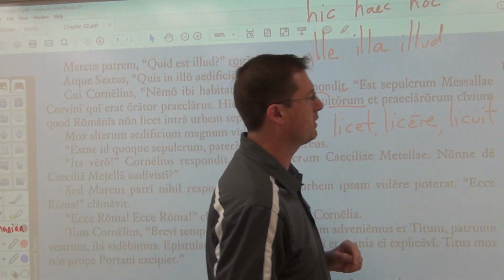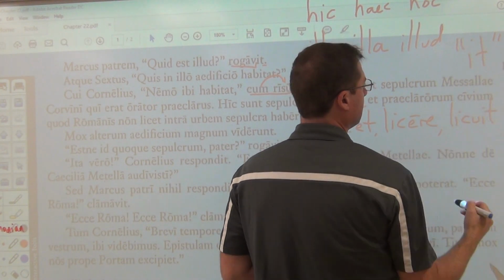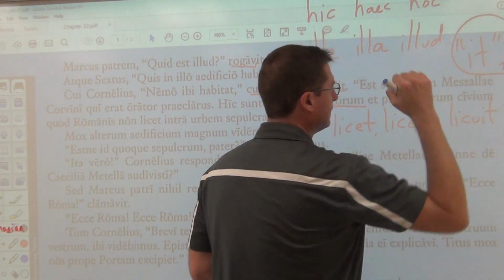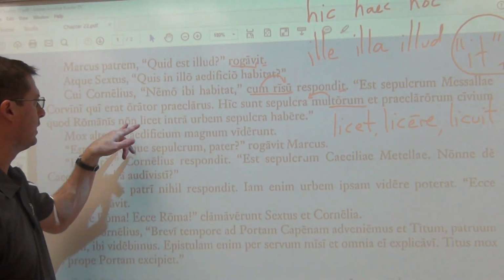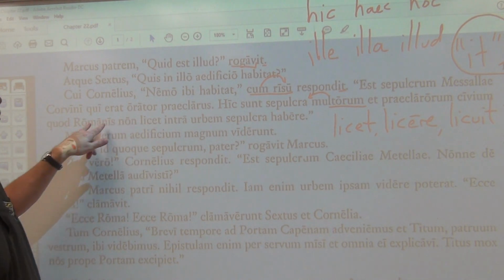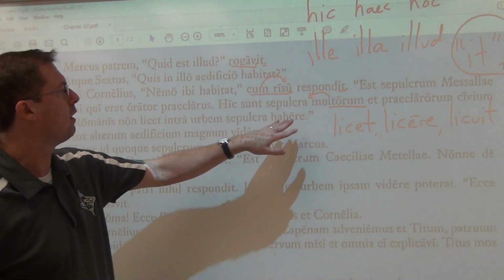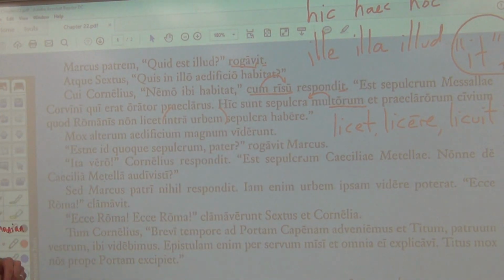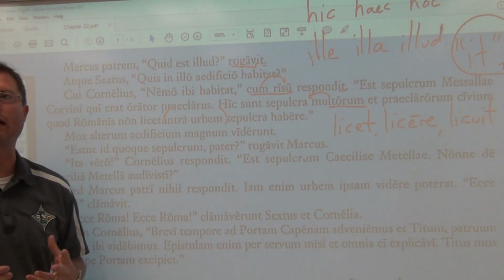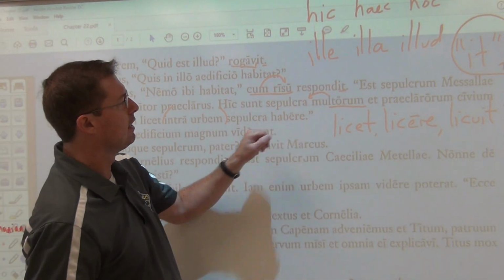Now, when you have the expression of the impersonal, your subject is going to be it, but it's really not it. Instead, it is an action. So we express it as, it is not allowed for, dative of reference, Romans, see the dative plural, to have tombs intra urbem, inside the city. But really, what is the it that is not allowed? The act itself of having tombs. So your subject is actually habere.